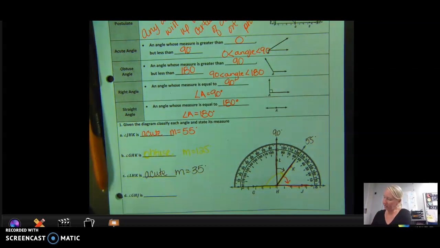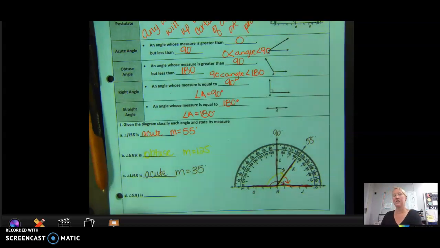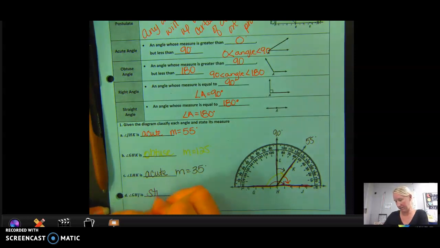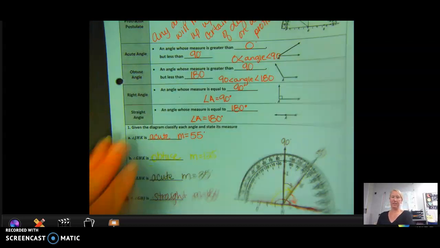Okay, G to H to J. So I'm going G to H to J. So that's all the way across. So it is this guy. So that's not acute. That's not obtuse. It's not a right, but it is a straight angle. And the measure is equal to 180 degrees. All right, next page.